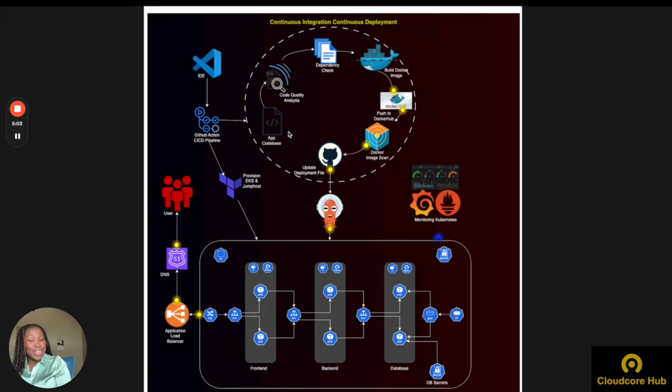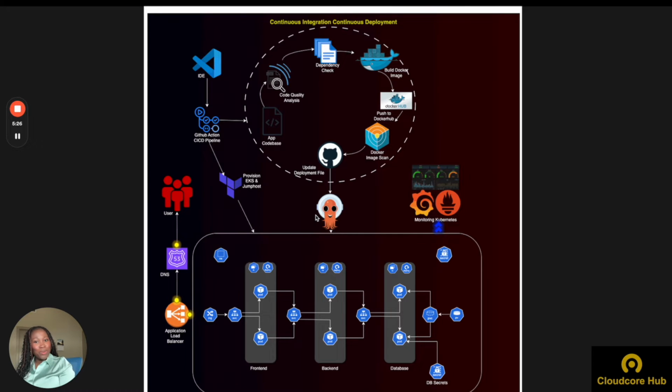We'll build a Docker image out of our application and push this to Dockerhub. We'll also update our manifest file to have the updated image that we need for the back end and the front end. Then we'll be using ArgoCD to deploy our application to our Kubernetes cluster, and we'll be using Prometheus and Grafana to monitor our application.